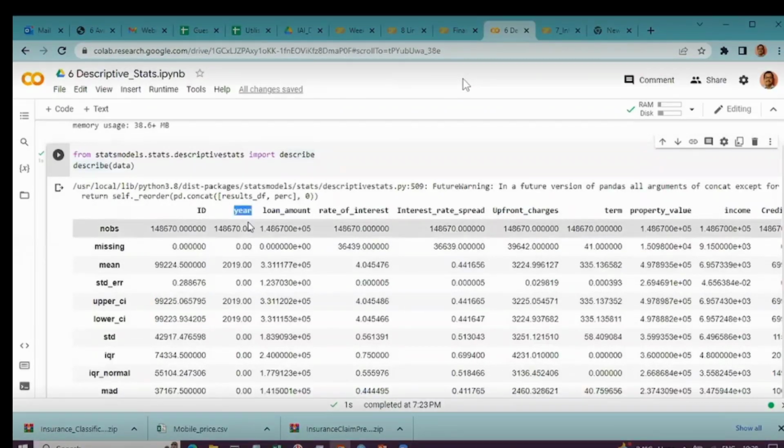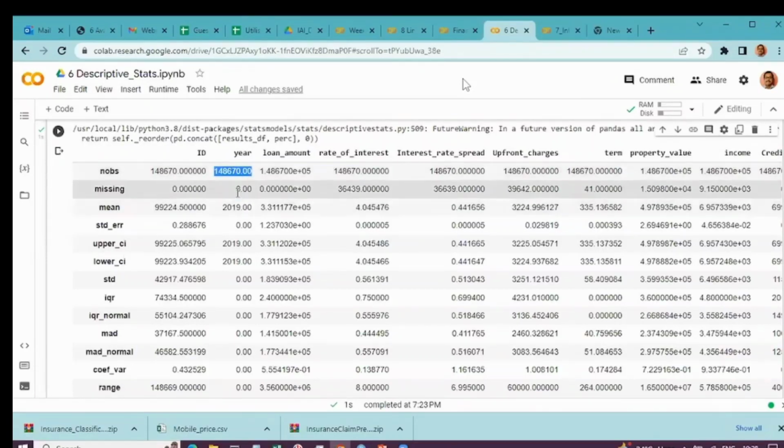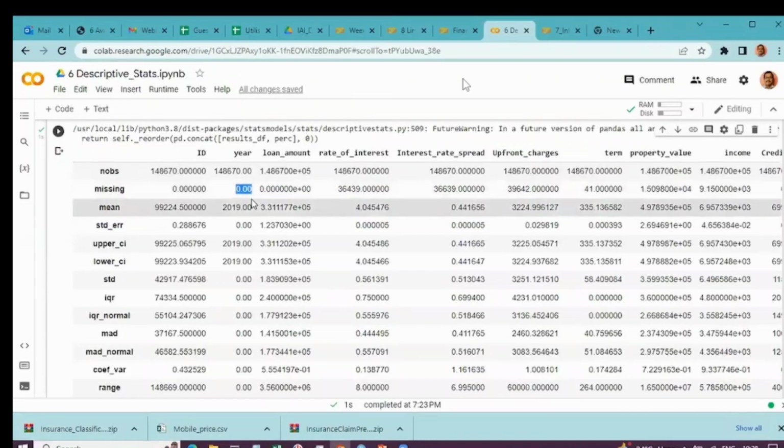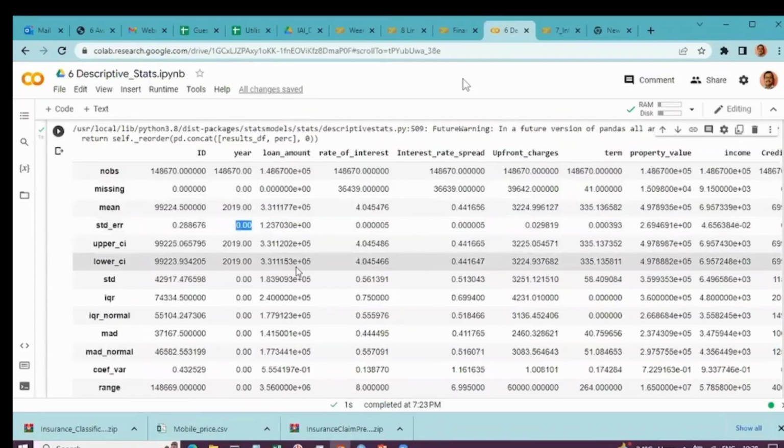Similarly, in this problem, let's see what all the observations are. Number of observations is 1,48,670, no problem. No missing observation, fine. So for this column, no missing observation. Mean is 2019, so we all know. Standard error is 0. Standard error is 0 means there is no variation in the data at all.